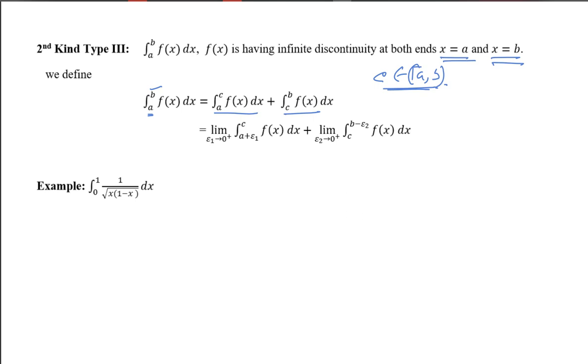So here we write the limit as epsilon 1 tends to 0 plus of the integral from a plus epsilon 1 to c of f of x dx, plus the limit as epsilon 2 tends to 0 plus of the integral from c to b minus epsilon 2 of f of x dx.